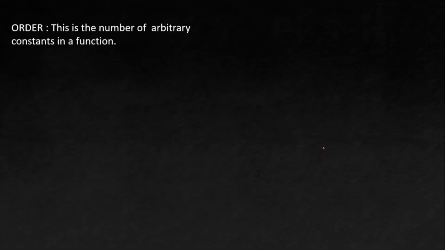In my previous video, we talked about order as the number of times a function has been differentiated, but in this situation, order is the number of arbitrary constants in a function. Now you understand what I'm saying, because the arbitrary constants in a function help you know the number of times the function can be differentiated when we are asked to provide the differential equation.